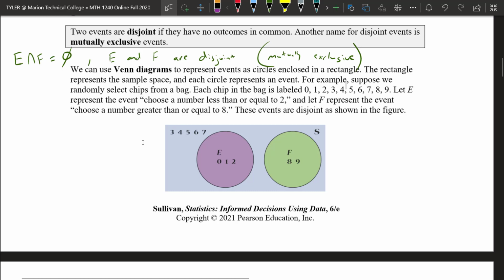We can use Venn diagrams to represent events as circles enclosed in a rectangle. The rectangle represents the sample space, and each circle represents an event. For example, suppose we randomly select chips from a bag. Each chip in the bag is labeled 0, 1, 2, 3, 4, 5, 6, 7, 8, 9. Let E represent the event, choose a number less than or equal to 2. And let F represent the event, choose a number greater than or equal to 8. These events are disjoint as shown in the figure. Notice there's no overlap between events E and F.